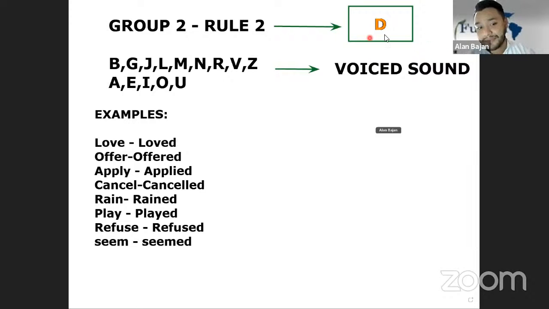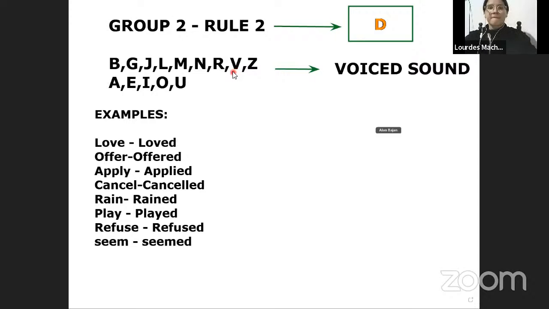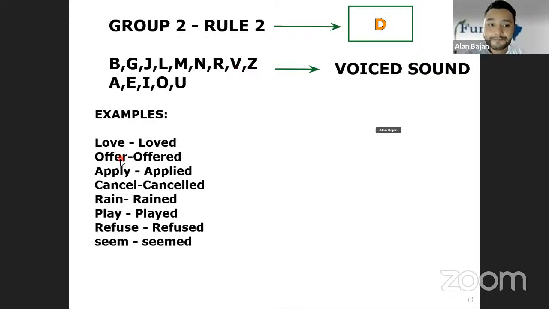Let's analyze the verbs. Love. Which of these letters is the last sound of this verb? B. Love. V as in Victor. V. Excellent, thank you. Offer? R. Offer, the R sound. Apply? I. It is the sound of a vowel. Very good.